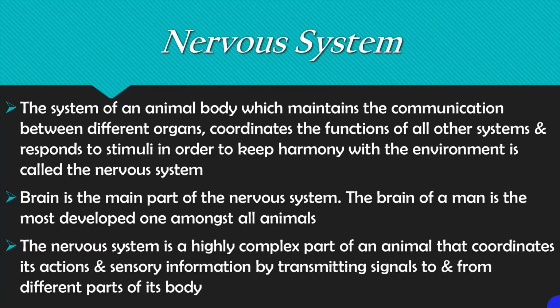Then comes the brain. Brain is the main part of the nervous system. I'm sure all of you know that the brain controls us. The brain of a man is the most developed one amongst all animals. The nervous system is a highly complex part of an animal that coordinates its actions and sensory information by transmitting signals to and from different parts of its body.